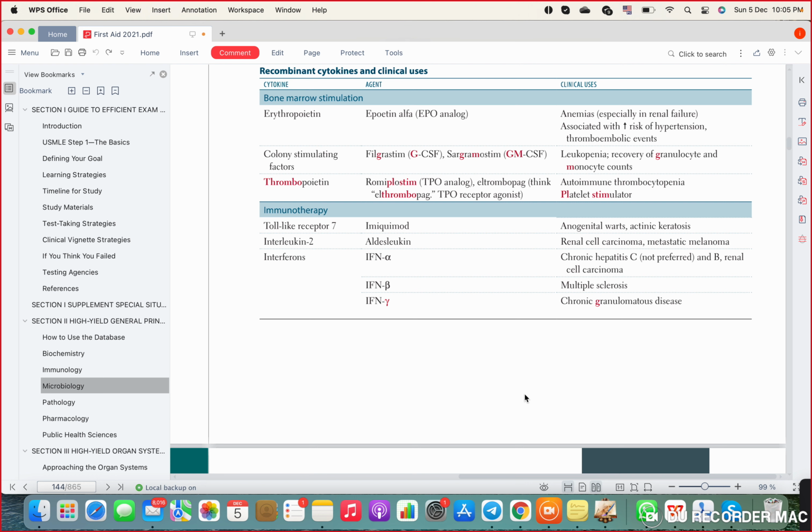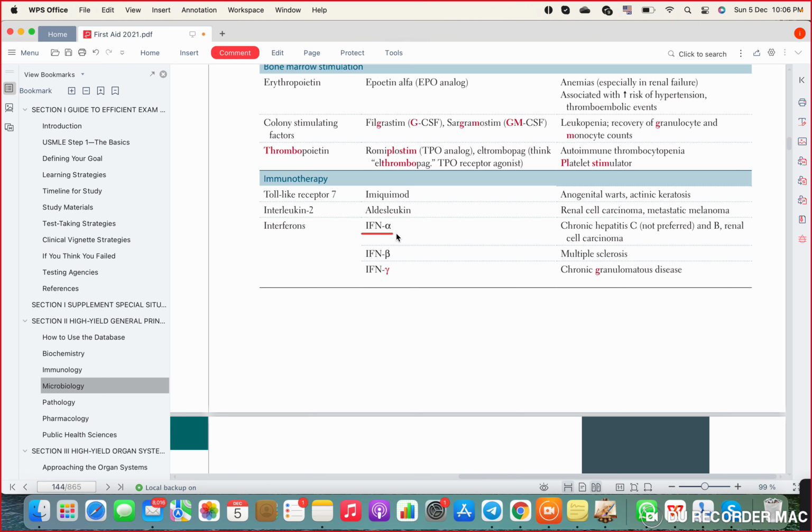Okay. So immunotherapy, we have Toll-like receptor, you know these guys, but we have a drug called imiquimod, which is basically a cream that you can put on the anogenital wart or actinic keratosis, which will locally lead to their destruction. Also, we have interleukin-2, aldesleukin, which can be used in renal cell carcinoma or metastatic melanoma, because they enhance your immune system to fight the cancer.